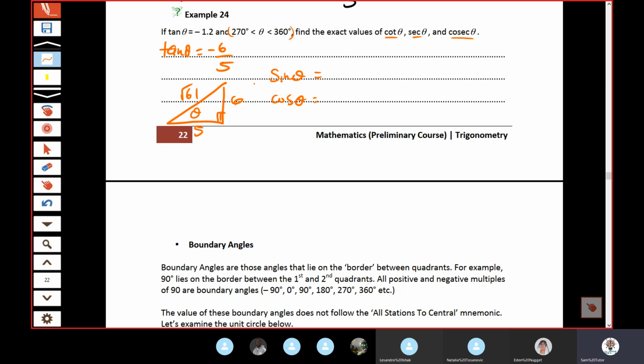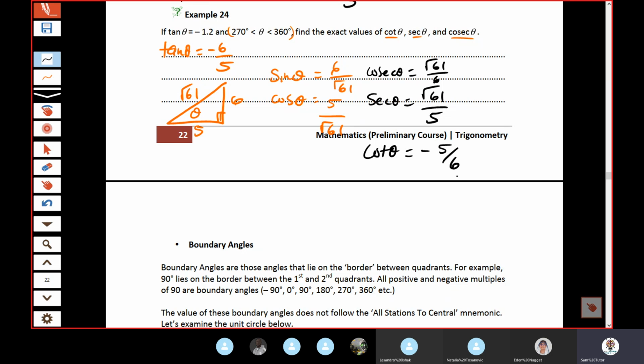Sine is opposite over hypotenuse. Cos is adjacent over hypotenuse. So therefore, sec would be the reciprocal of that. So flip that. And obviously cosec would be the reciprocal of this. So far so good. And then obviously we know cot theta is the reciprocal of 6 over 5, which would be negative 5 over 6.